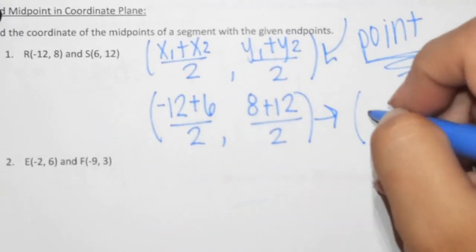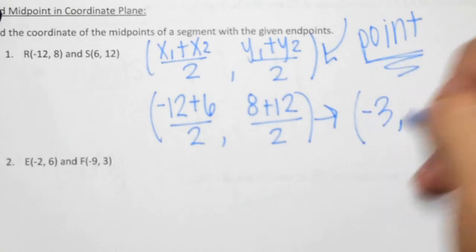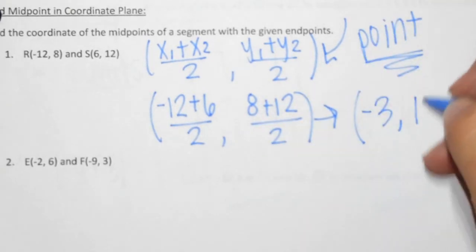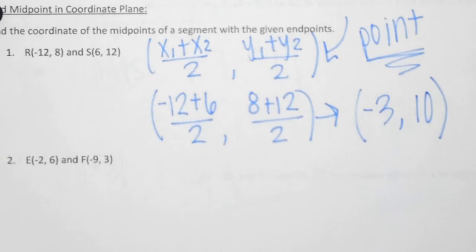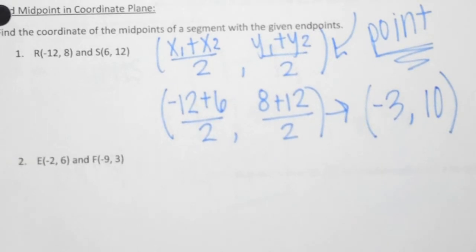Okay, so did y'all get -3 for the first one? And then 8 plus 12 is 20. 20 divided by 2 is 10. All right, try 2 and 3.